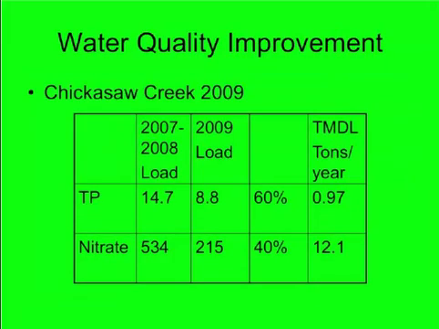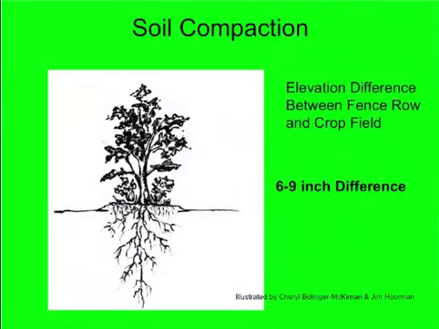But we have seen some water quality improvement in the Chickasaw Creek. If you look at what our TMDL says, how much we can lose, it's right around a ton, a little bit less than a ton, and for nitrates about 12.1. If we look at 2007 through 2008, we were losing 14.7 and 534 tons respectively of the phosphorus and the nitrate. We actually saw some improvement. You can see that we've reduced that by 40%. We still need to reduce the total phosphorus by about 60% and the nitrates by 40%. But we are making some improvement.